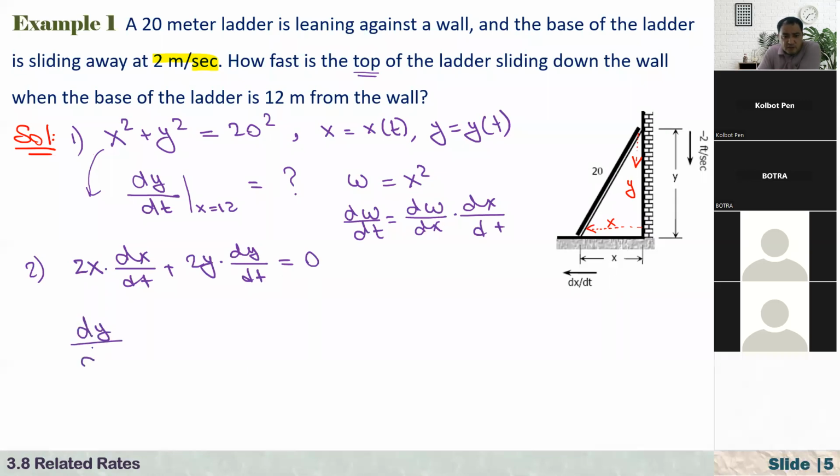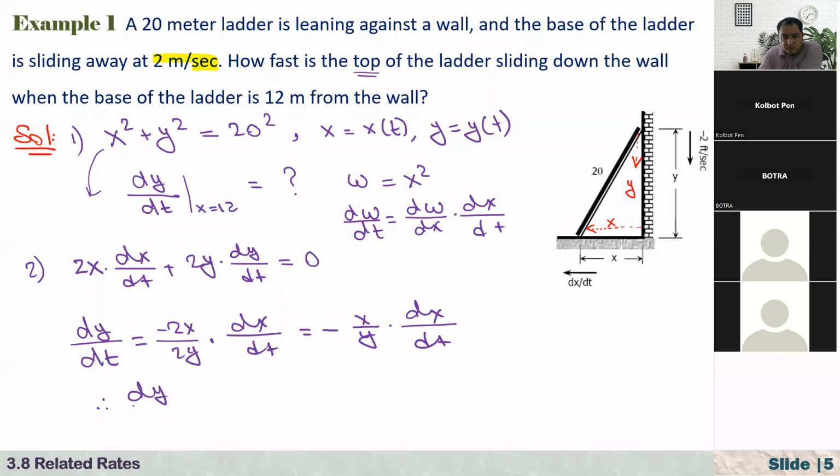What is dy/dt? dy/dt is equal to, first I need to move this to the right-hand side and divide by 2y, right? So here we will have minus 2x over 2y times dx/dt. Or if you simplify this, that's equal to minus x over y times dx/dt. So now the question is asking that we need to find this dy/dt when x equals 12.